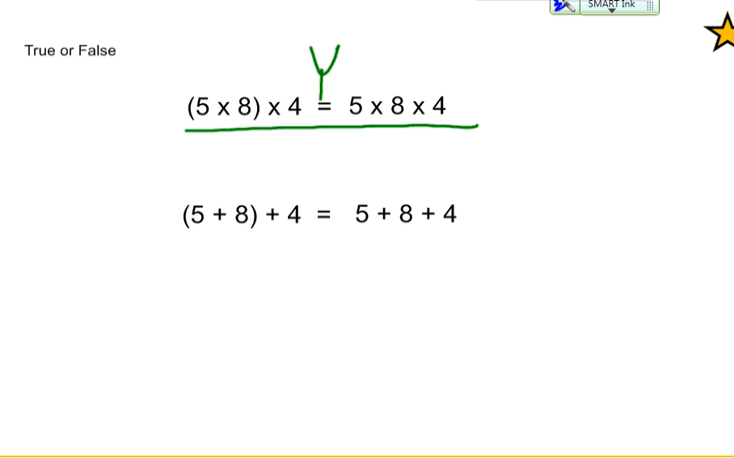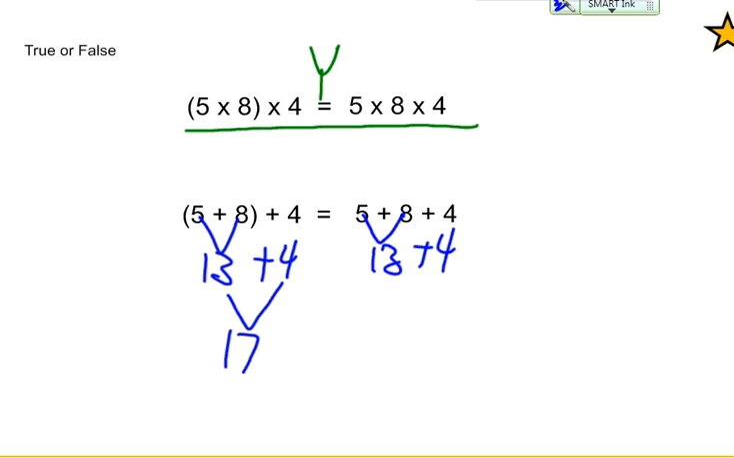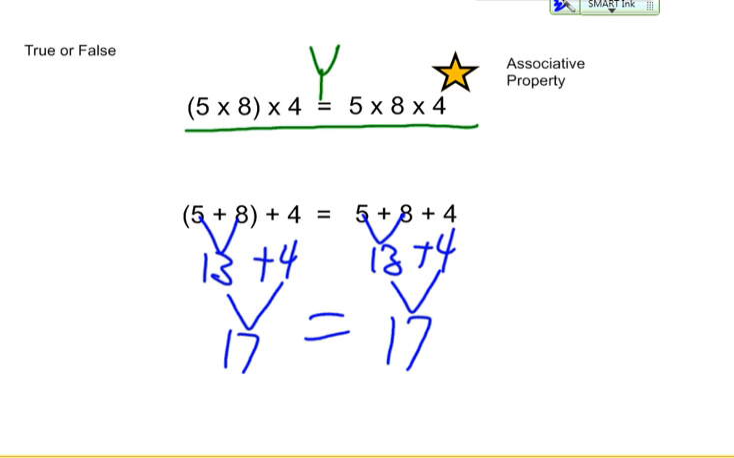5 plus 8 in parentheses first gives us 13, plus 4, that's going to give us an answer of 17. Other side, left to right. Left is going to give us 13, plus 4, add them together, 17. So why do we have to know this rule about parentheses? It's not so much that the rule of parentheses doesn't exist anymore. It's rather that multiplication and addition have a very unique property known as the associative property.